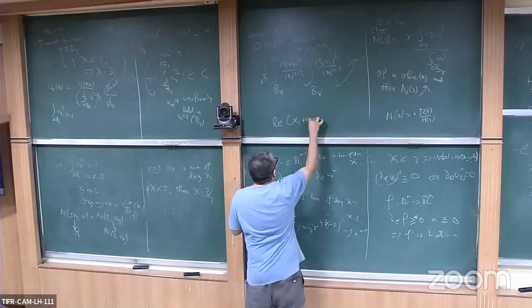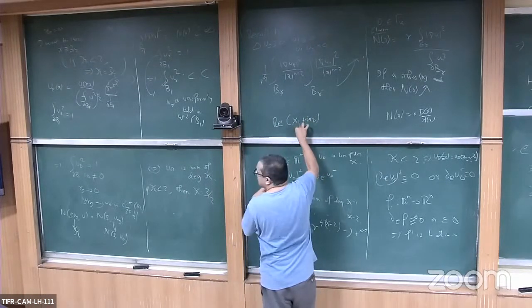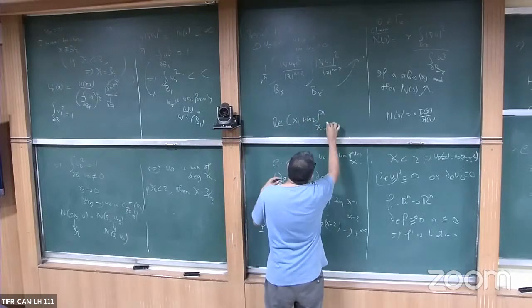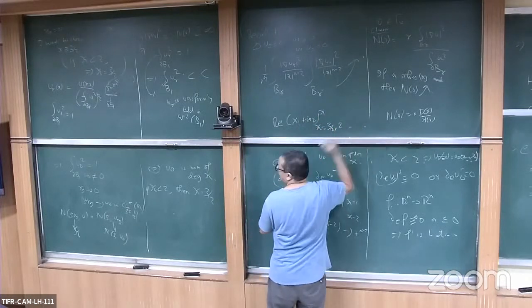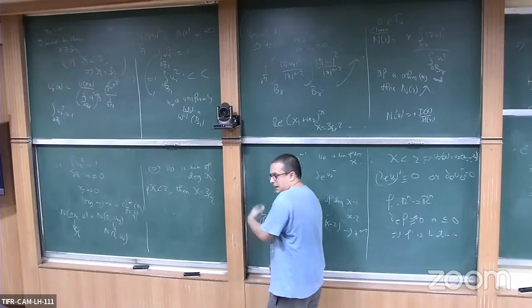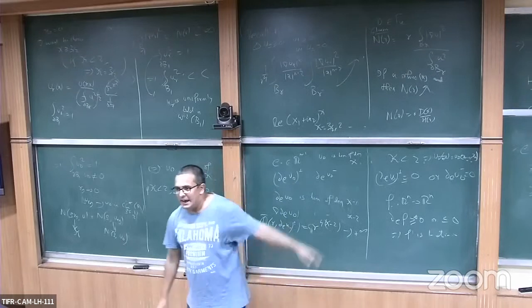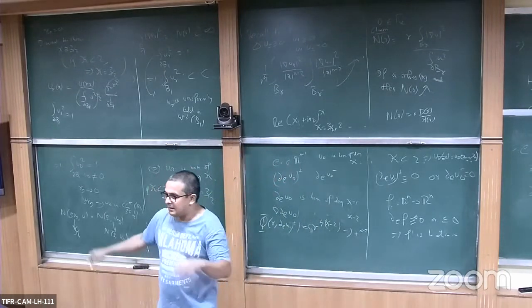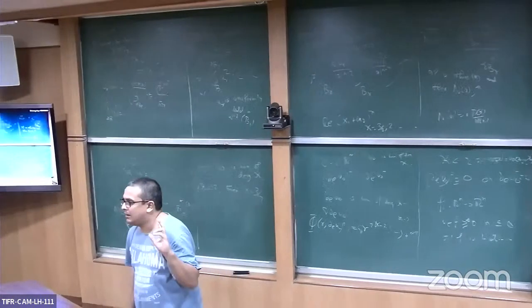x1 plus ix2, which now becomes xn minus 1 and xn, to the power kappa, where kappa equals 3 by 2, 2, and so on. So you see that the lowest frequency is 3 by 2. So if the frequency falls below 3 by 2, then what I have is that the blow-up limit is 2-dimensional.